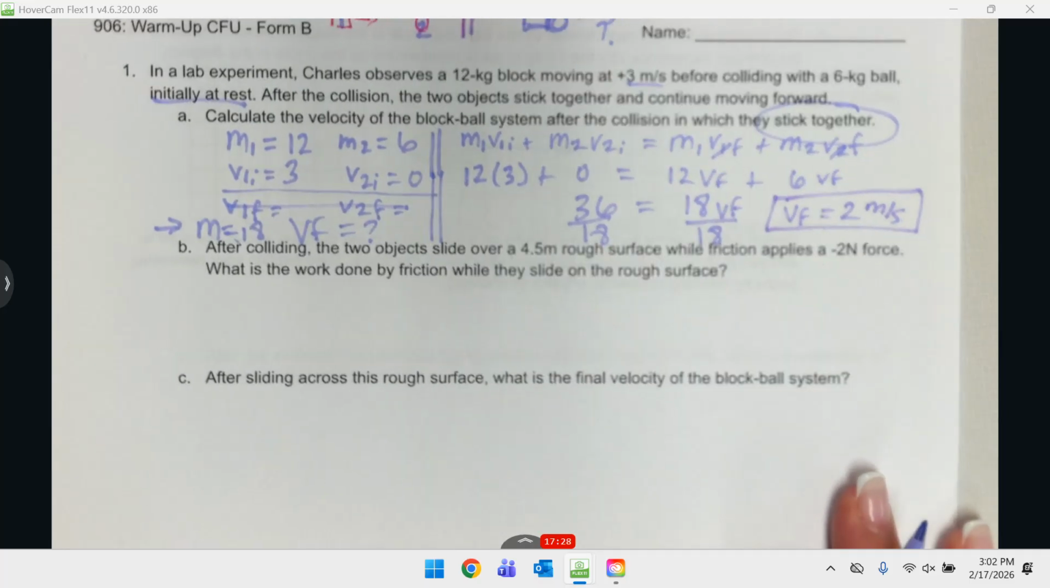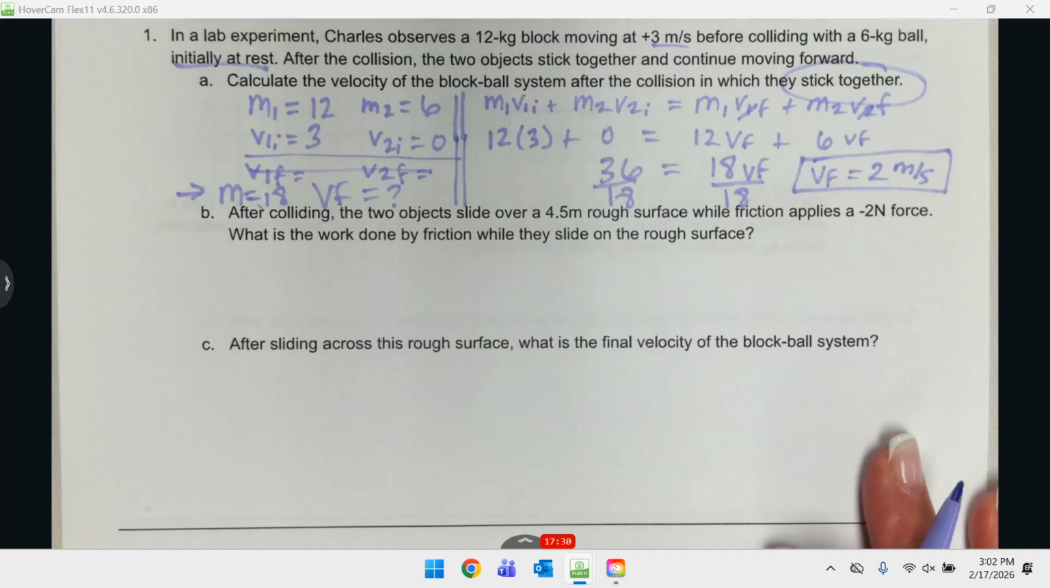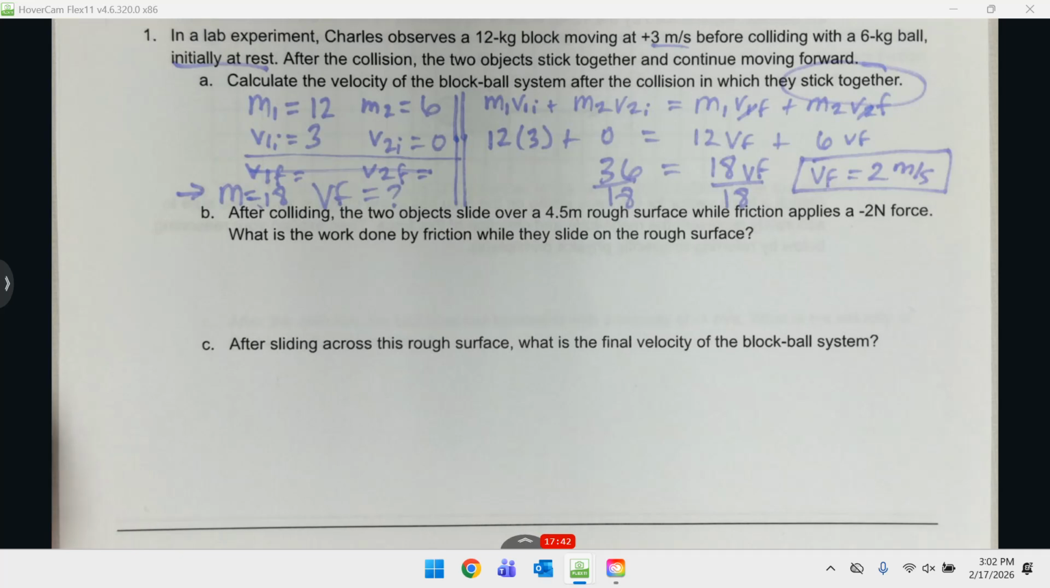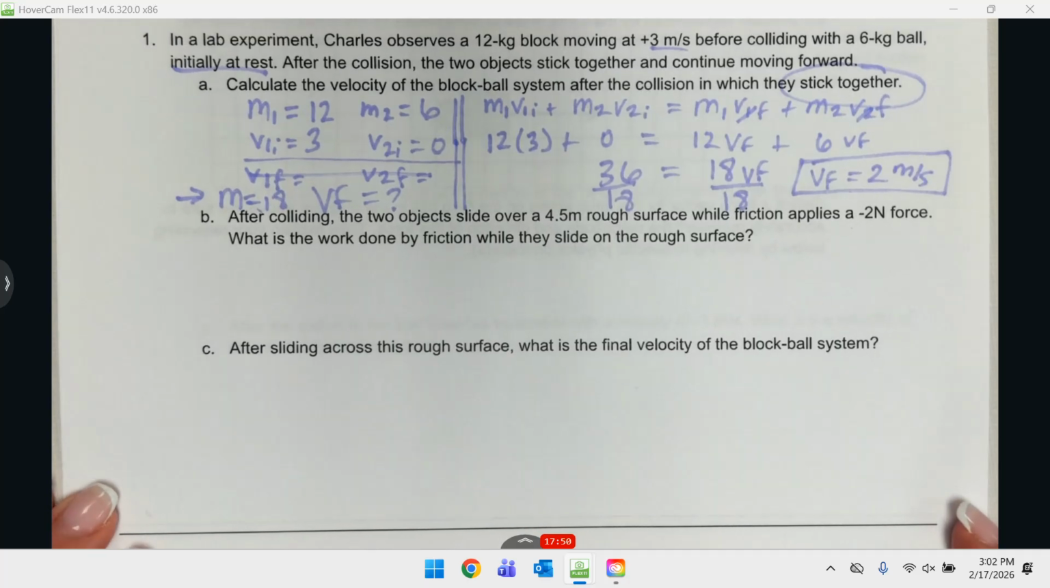All right, part B. Part B says, after colliding, the two objects slide over a 4.5 meter rough surface while friction applies a -2 Newton force. What is the work done by friction as they slide on the rough surface? So the last one, the work was at the beginning to get the thing moving. In this case, the work's after the collision, and it's negative work this time instead of positive.